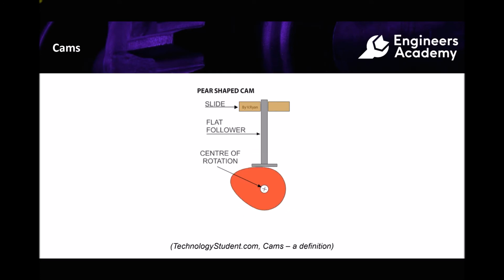So in this animation, we can see a very basic example of how a cam works. In this example, we have a pear-shaped cam. And what we can see is that during various parts of the cycle, the follower doesn't move, and then at other times in the cycle, the follower is lifted by the cam. And as mentioned, this is just a very basic simulation in order to demonstrate the operation of a cam.